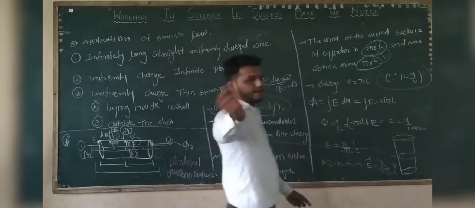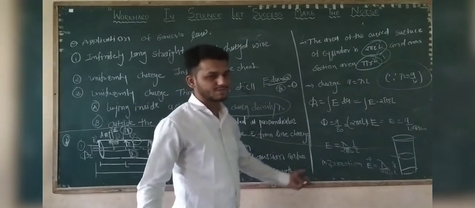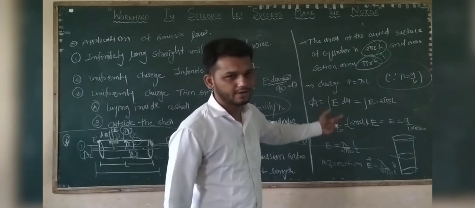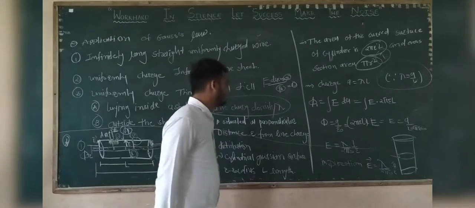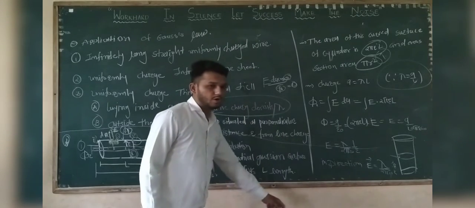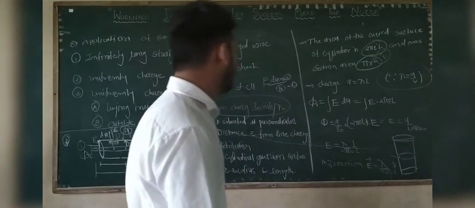It is our area of the circle. So we can say the cross-section area is pi r squared. Afterwards, what will happen? We need the measurement of the charge value. Charge q is equal to what?